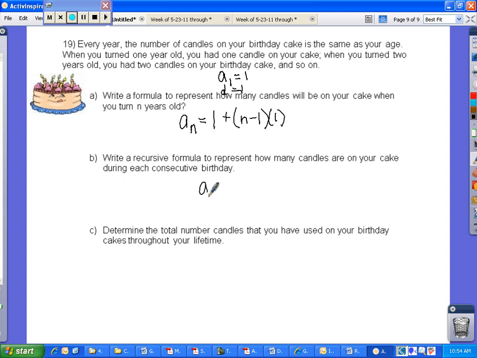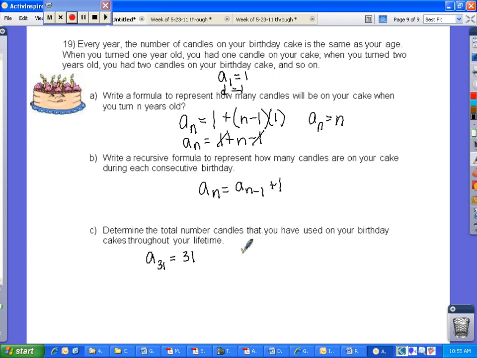So if you simplify this, it's going to basically just be 1 plus n minus 1, and 1 minus 1 is just n. So a sub n is just equal to n. So for each consecutive birthday, you're just going to take the value of the one before, and you're going to add 1. So depending on how old you are, I'm going to give away my age here. I'm 31. So since I'm 31, after 31 years, I'm going to have 31 candles on my cake.